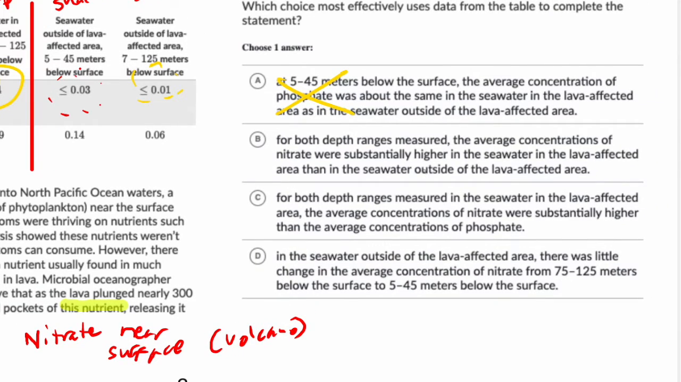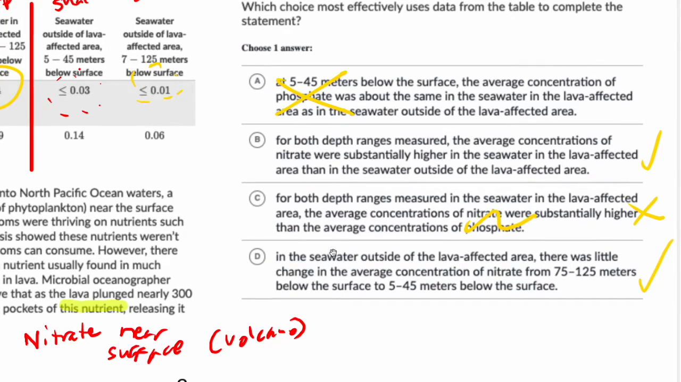Okay. B does. C does not, because it also talks about phosphate. And then D would be relevant. So I'm putting a check here just to indicate that it's potentially relevant. But we need to check these and see if they're accurate and actually if they would support the statement.